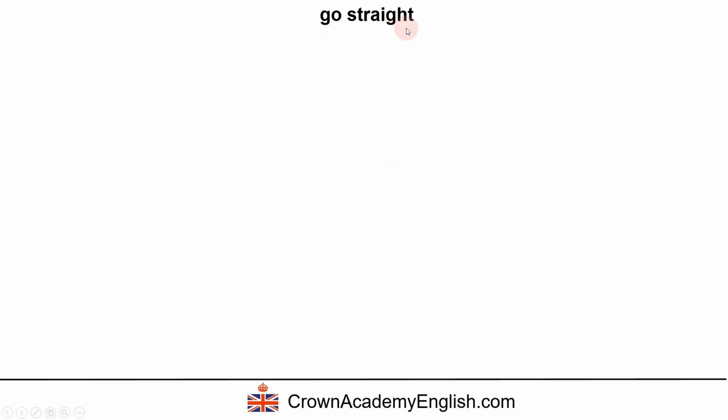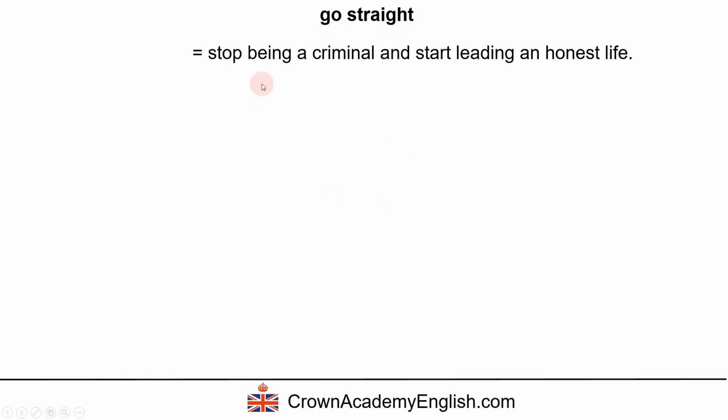Go straight. And this means to stop being a criminal and start leading an honest life. So this happens when a criminal is reformed. We say a criminal has been reformed. He has decided to stop being a bad person and to start being a good person.